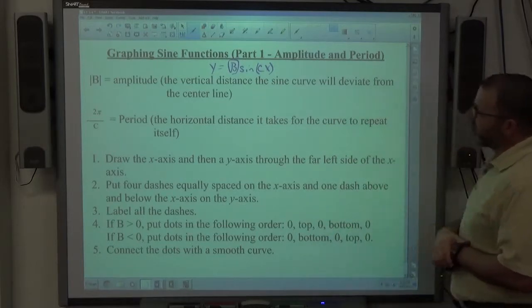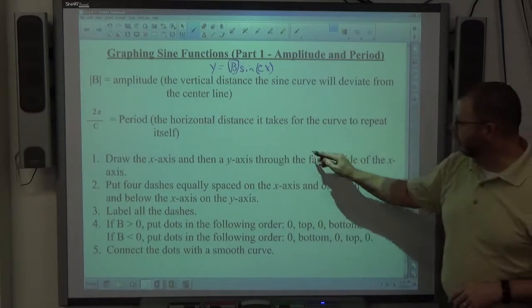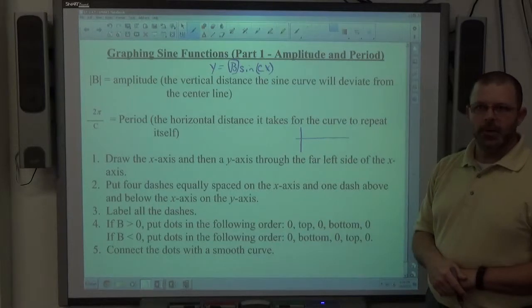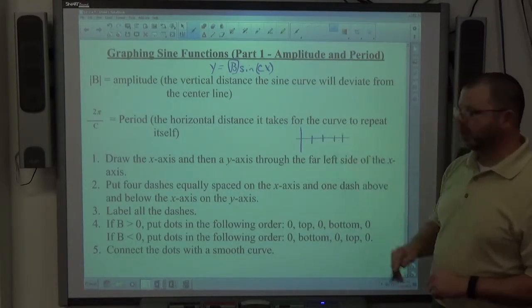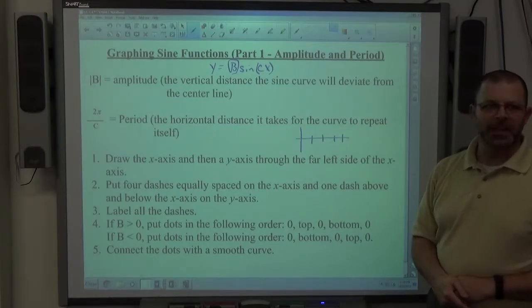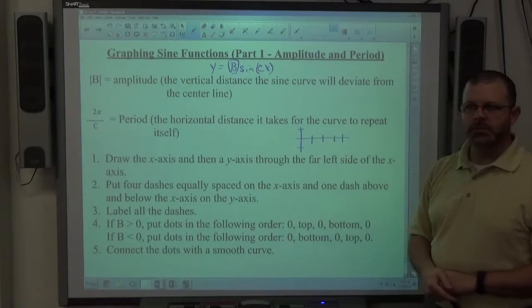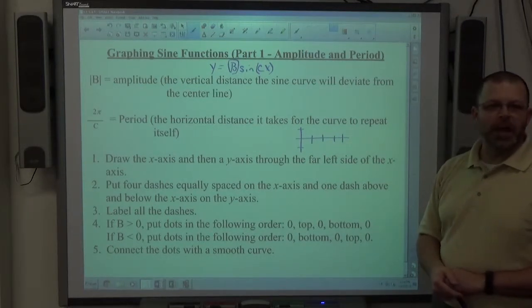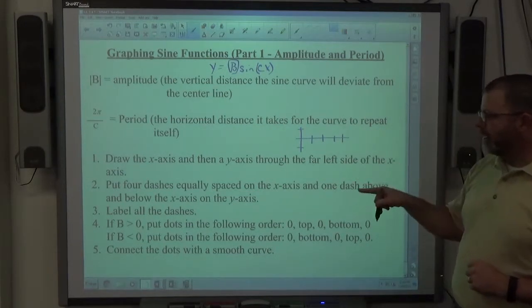All right? All we're going to do here is draw the x-axis and y-axis, with the y-axis at the far left side of the x-axis. So start off there every single time. I've already started you on your papers, but make it look like that. Put 4 dashes equally spaced, 1, 2, 3, 4. You don't have to get a ruler out, just eyeball it, equally spaced. And 1 dash above and below the x-axis for the y-axis. I might have given you a couple more dashes on your paper, but I just need 1. Then you need to label the dashes.